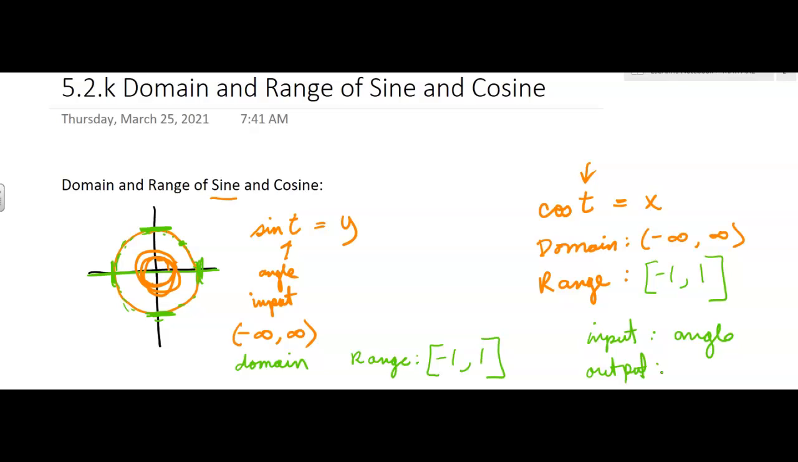All right. I don't have anything here that says output, but it's between -1 and 1. Okay.